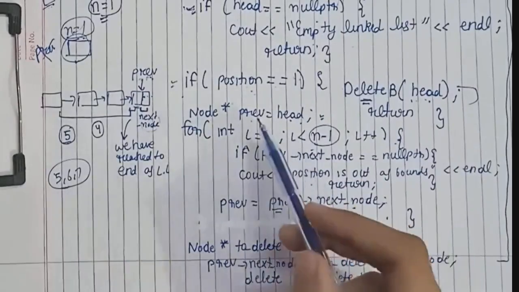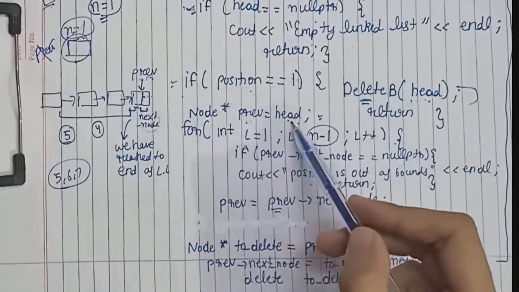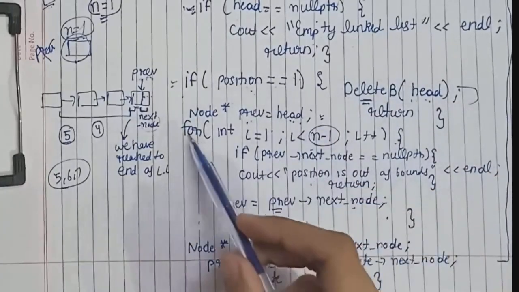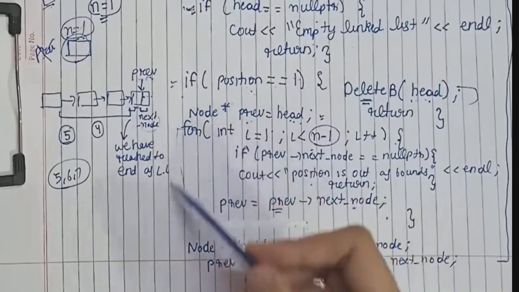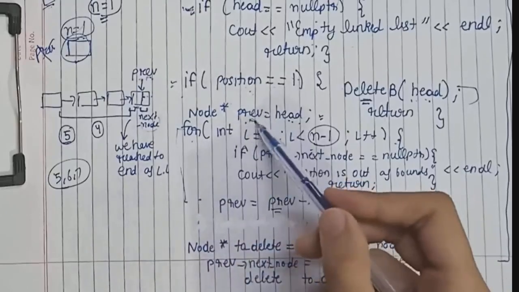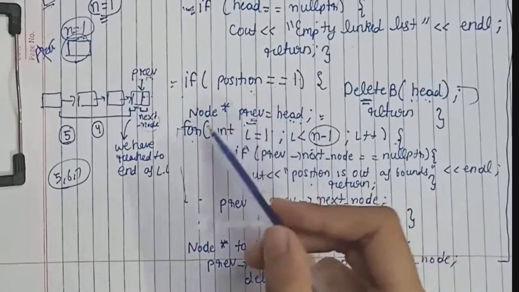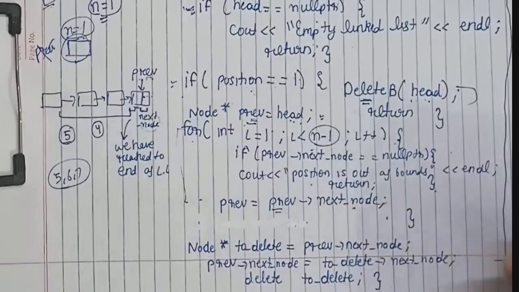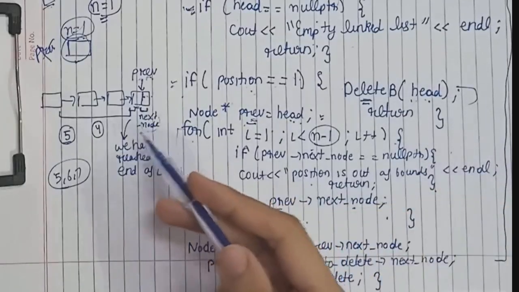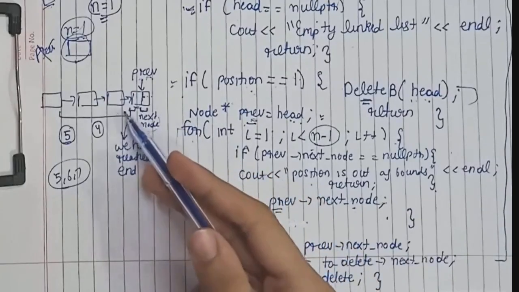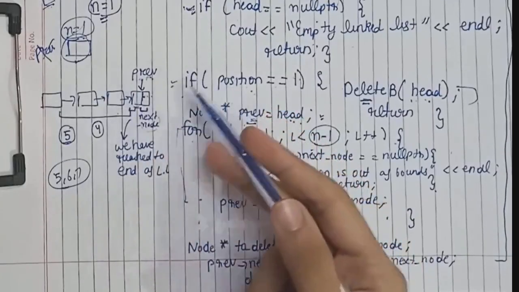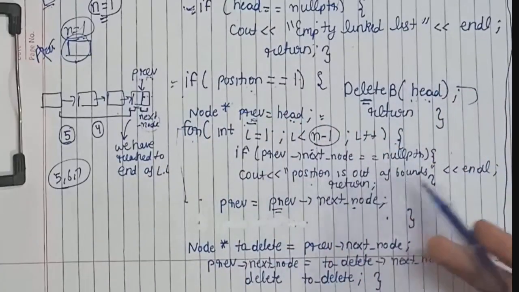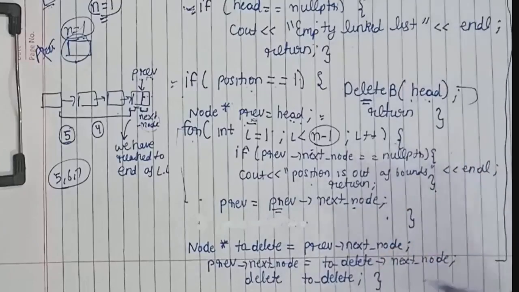After this I have created a previous pointer which initially points to the first element, and with the help of this for loop, I have brought my previous pointer to the n-1th position. In this particular condition I have checked whether the position given by the user is present in the linked list or not. If the position is not present, that is, if it is out of bound, then we will print that the position is out of bound, and we will return from this function.